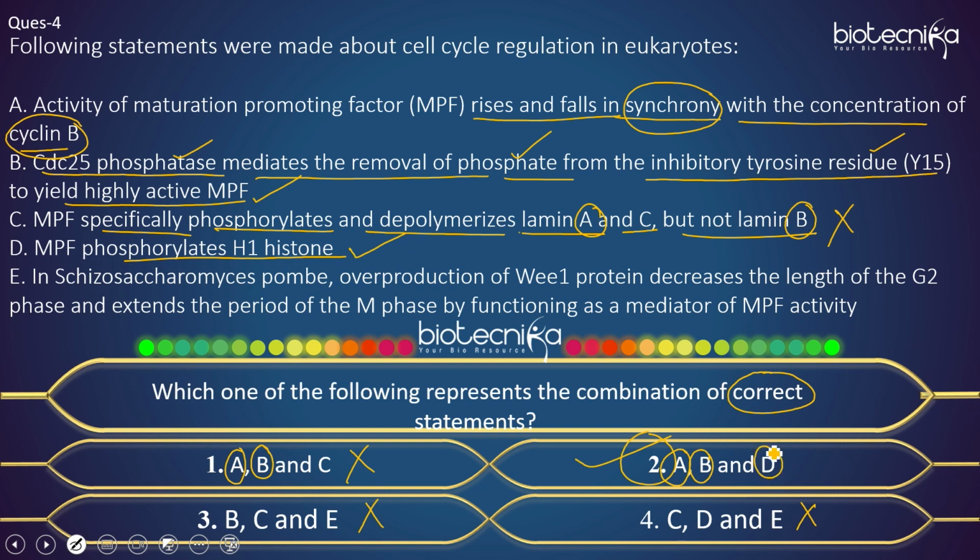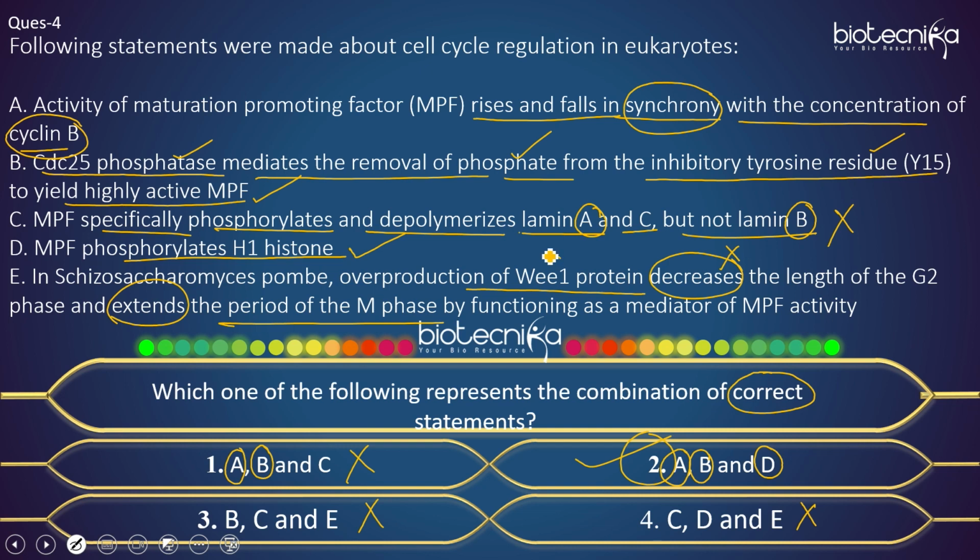In Schizosaccharomyces pombe, overproduction of V1 protein decreases the length of G2 phase. So whenever there is an overproduction of V1 protein, now you only think, if V1 protein is more, then it will extend the G2 phase because inhibitory phosphate is there. Because V1 is overproduced, it will always add an inhibitory phosphate to the tyrosine 15 position. It means it will increase the length of the G2 phase and decrease the period of the M phase, because CDK and cyclins will not become activated and will not form maturation promoting factor. So there will be no transition from the G2 to M phase of the cell cycle.